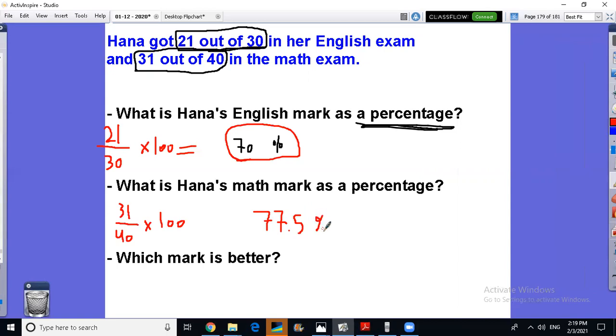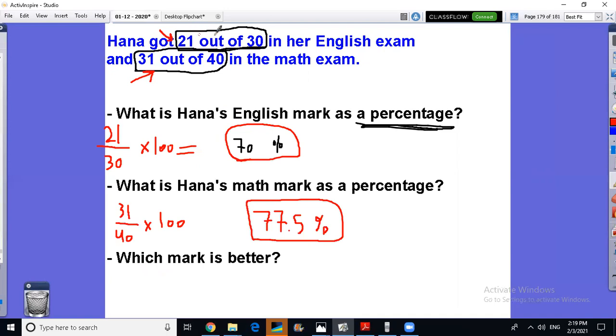Now we get how to get the percentage, but they are asking us here in the third question another thing. They're saying which mark is better. I see that in English, Hannah lost 9 marks. And I see that in math, she also lost 9 marks. So I'm gonna write to them, both tests are the same. None of them is better than the other. Sorry, wrong. Why? Because this is 21 out of 30, but this is 31 out of 40. Different numbers. If you want to make sure whether they are the same or not, get the percentage.